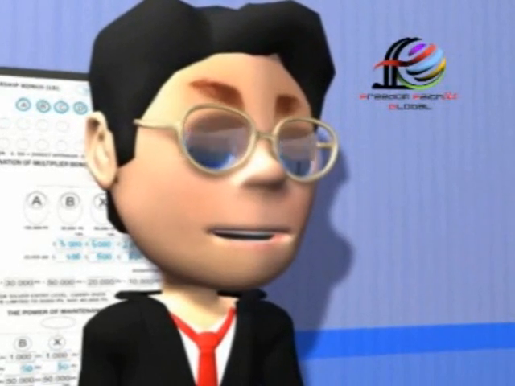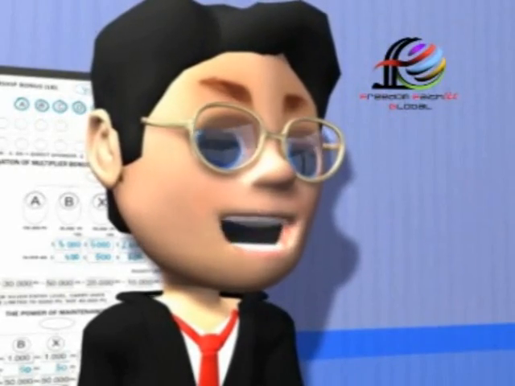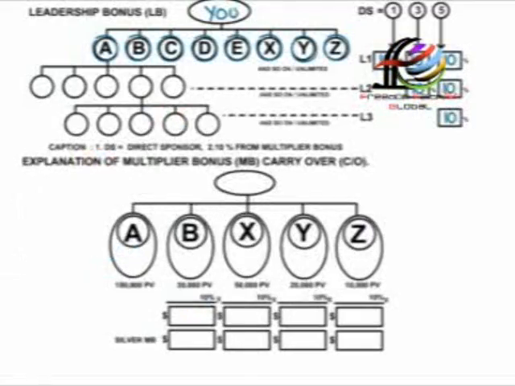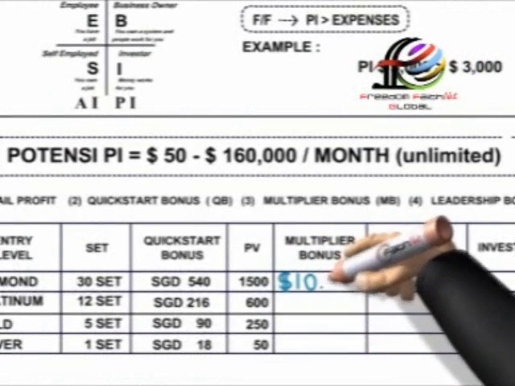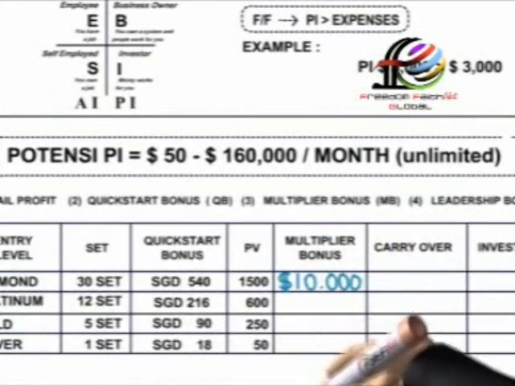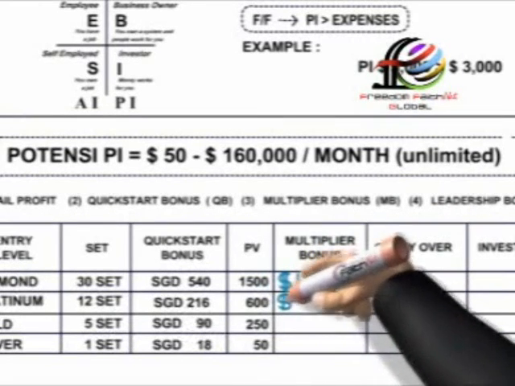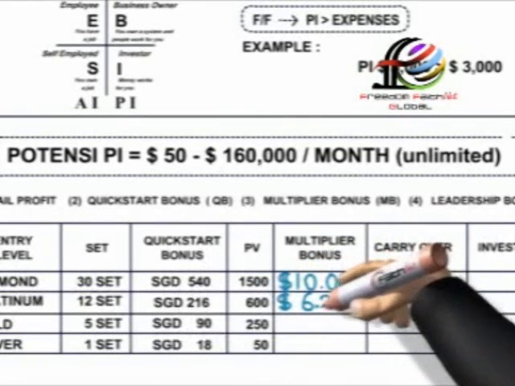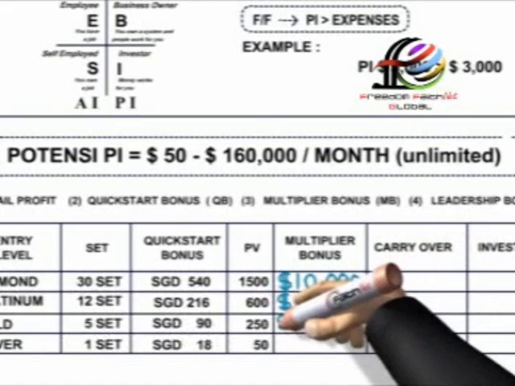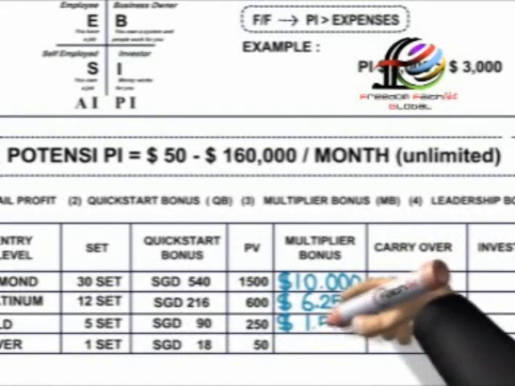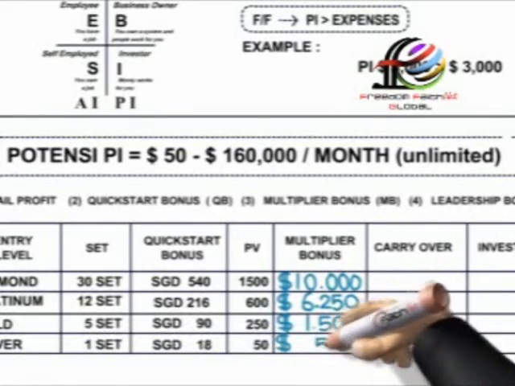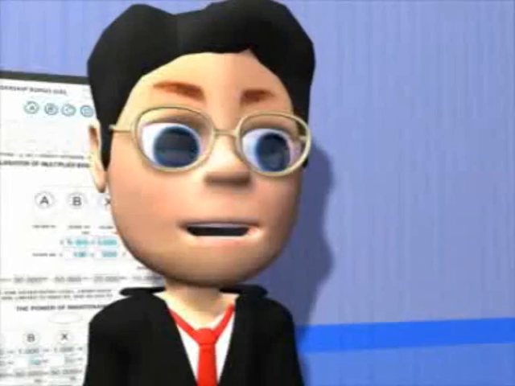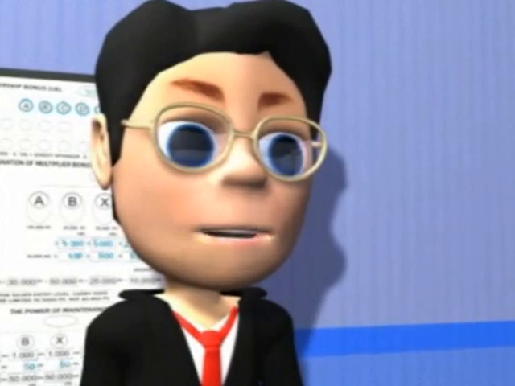Now, why are we focusing on joining in Diamond? Because Diamond's income for multiplier bonus per leg per week is $10,000. The Platinum per leg per week is $6,250. The Gold is $1,500 and the Silver is $500. And remember, there is a carryover.